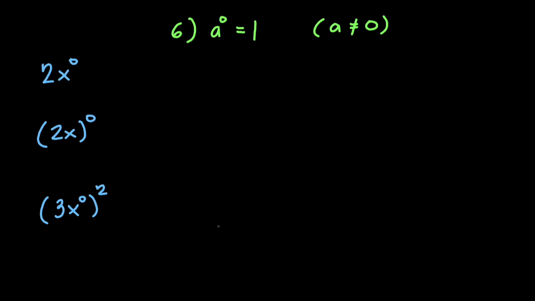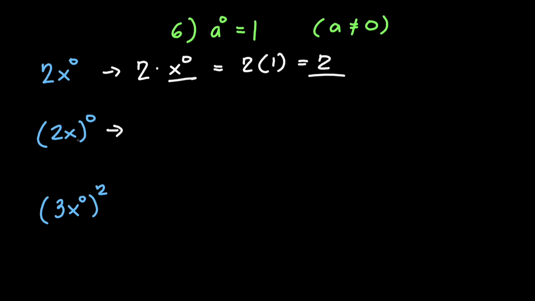Let's try these examples regarding rule number 6 also. So 2 multiplied by x raised to the power of 0. Keep in mind this will be simply 2 multiplied by x raised to the power of 0. And we all know that x raised to the power of 0 is 1. So it will be 2 multiplied by 1, which is simply 2.